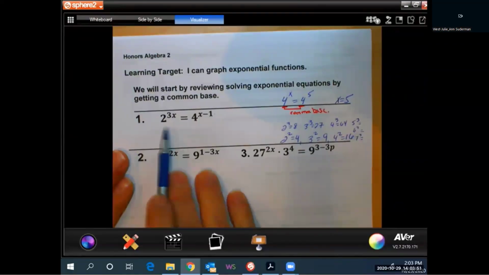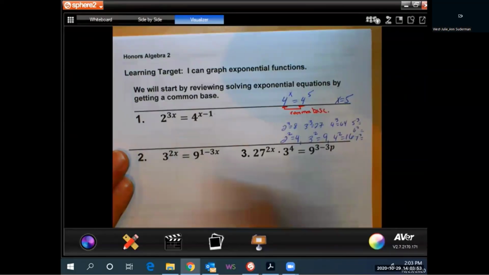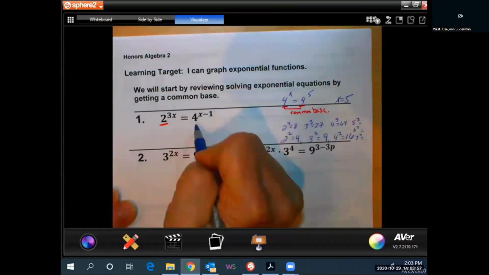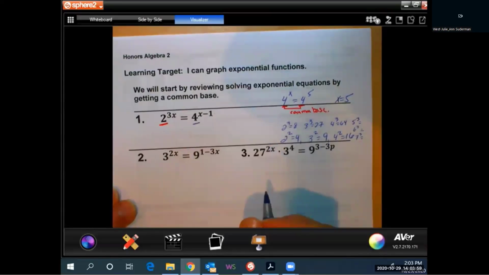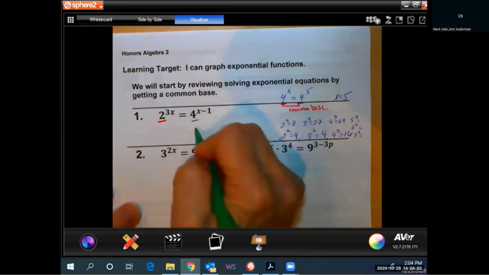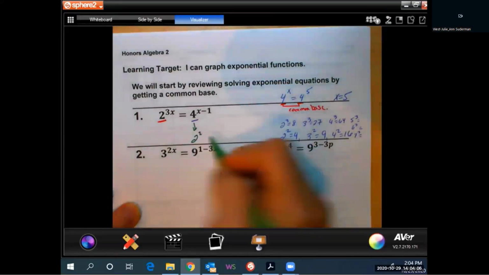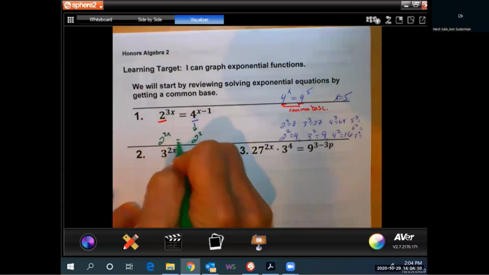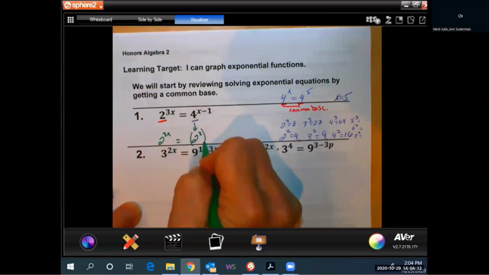Since this base is 2 and this base is 4, they're not the same, so we have to make them the same. What we need to do is rewrite 4 as 2 squared. So we have 2 to the 3x equals 4, which I'm going to rewrite as 2 squared, but then I have that x minus 1 still on the outside.